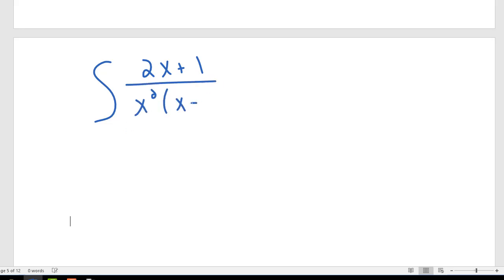So let's say that I have the integral of (2x + 1) over, let's say, x squared times (x - 3).